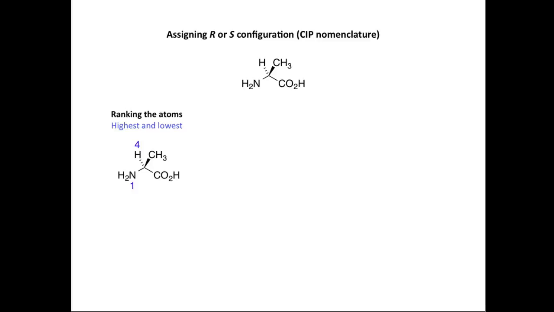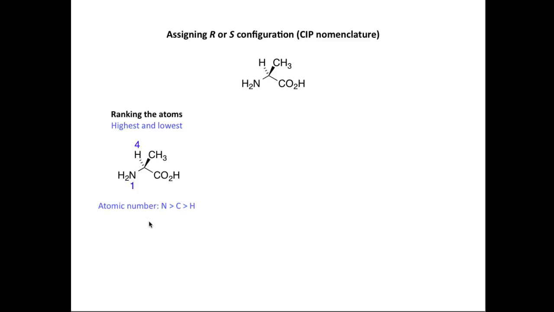So we're now going to look at assigning R/S configuration, the so-called Cahn-Ingold-Prelog nomenclature. And to do this, we're going to look at an example, and this is one enantiomer of alanine that we saw earlier on. We're going to define this as either R or S. And the first thing we need to do is to rank the atoms around the chiral carbon atom. We're going to identify the highest and the lowest priority groups. And so when we look at this enantiomer, we find that the nitrogen has the highest priority group and the hydrogen has the lowest priority group.